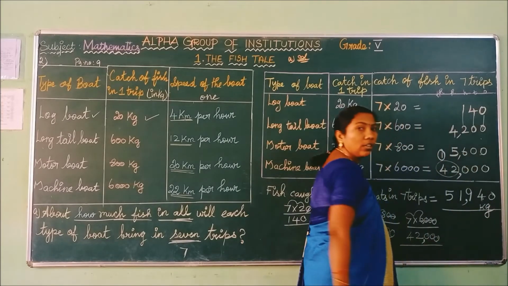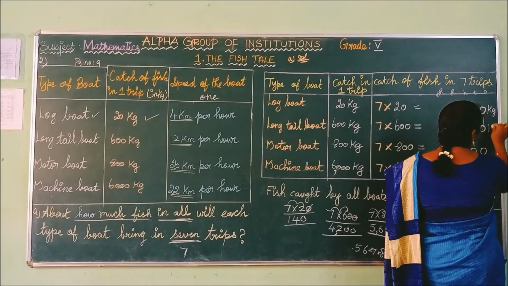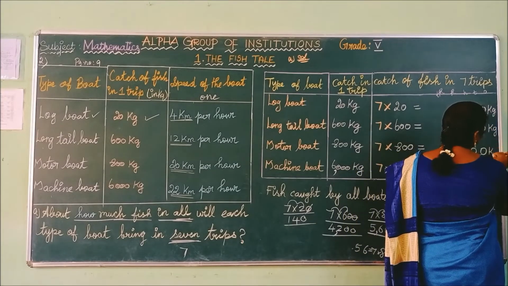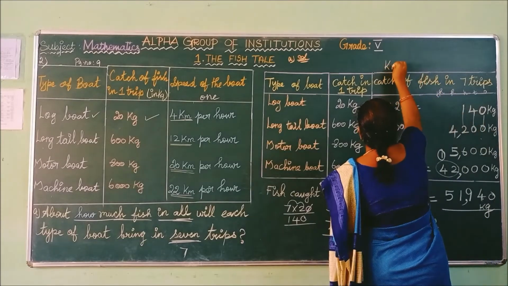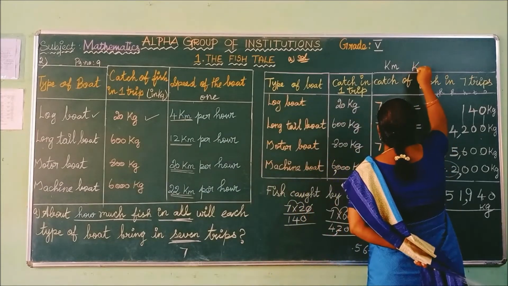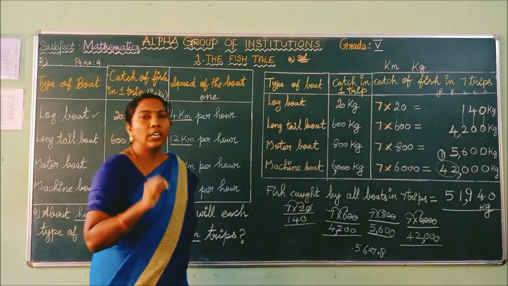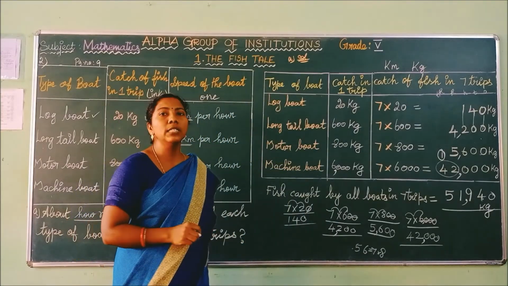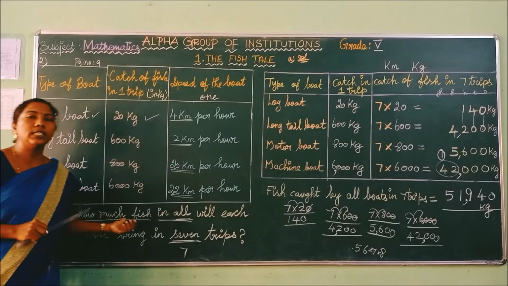51,940 kg. Here also, children, you have to write the values along with their units. What is meant by kg, children? Already I have told you km means kilometer. What is meant by kg? Kilogram. Okay, so kg means kilogram. Km means kilometer. Next we are going to see the subdivision B and C now.